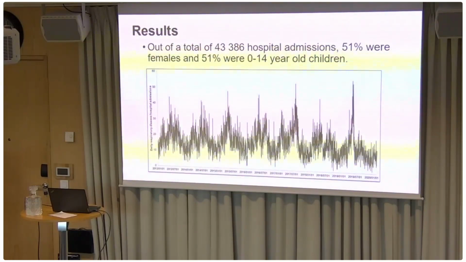So the results. Here you can see a time series plot of respiratory hospital admissions. Clearly it's like what you see all over the world. The hospital admissions normally go up in wintertime and then they drop in summertime. And most of the deaths were, or half were from males and also young children.